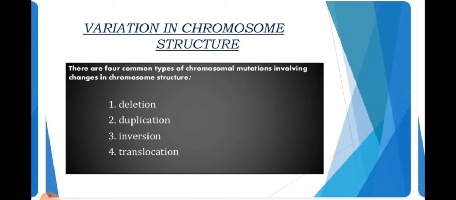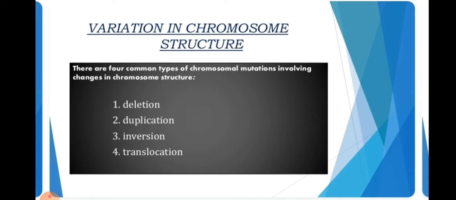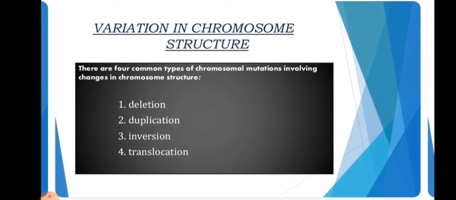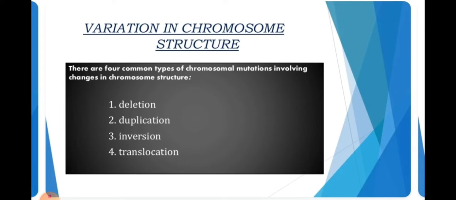First we are going to study the change in the chromosome structure, that is, the variation in chromosome structure. There are four common types of chromosomal mutation involving changes in the chromosome structure. The first one is deletion, the second one is duplication, the third one is inversion, and the fourth one is translocation. One by one we'll see the variation in chromosome structure.